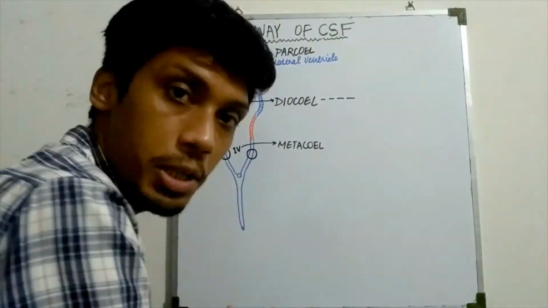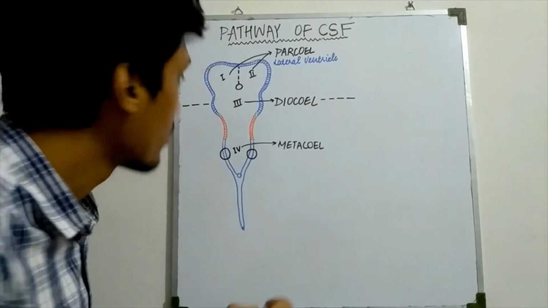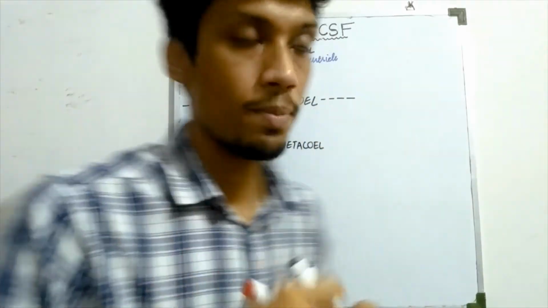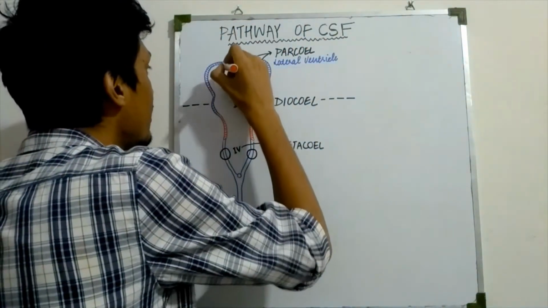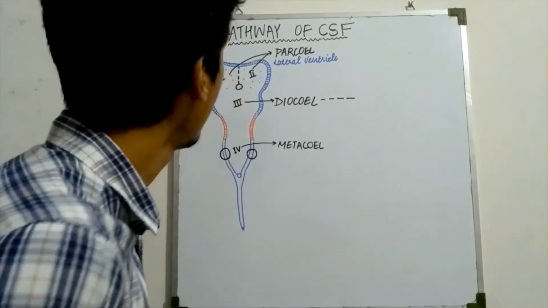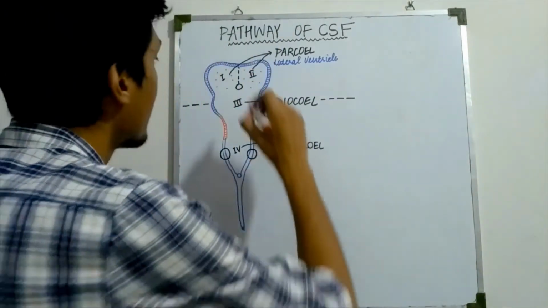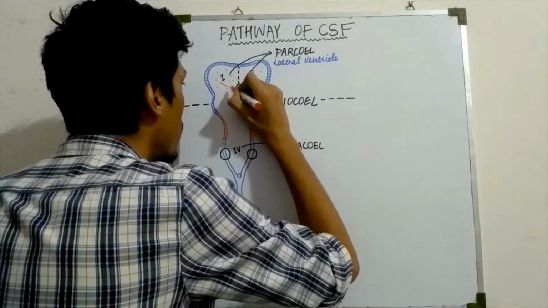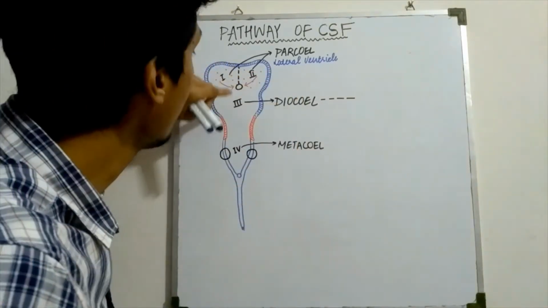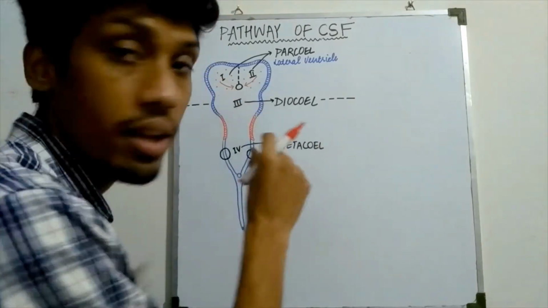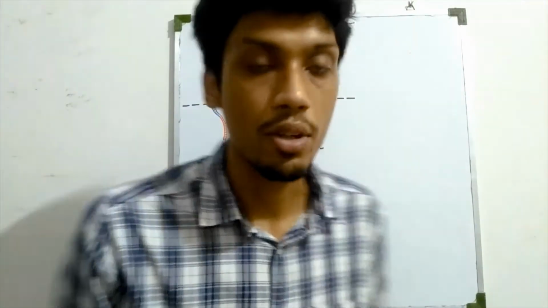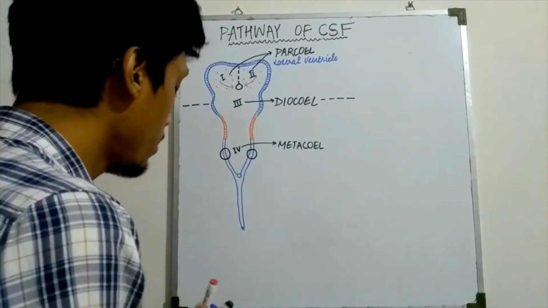So this has been represented in this form. Now CSF, I'll show CSF with red color. The flow of CSF, with the red pen, starts from paracele, and then it passes from paracele to diacele through this hole or orifice or pathway known as foramen of Monro.